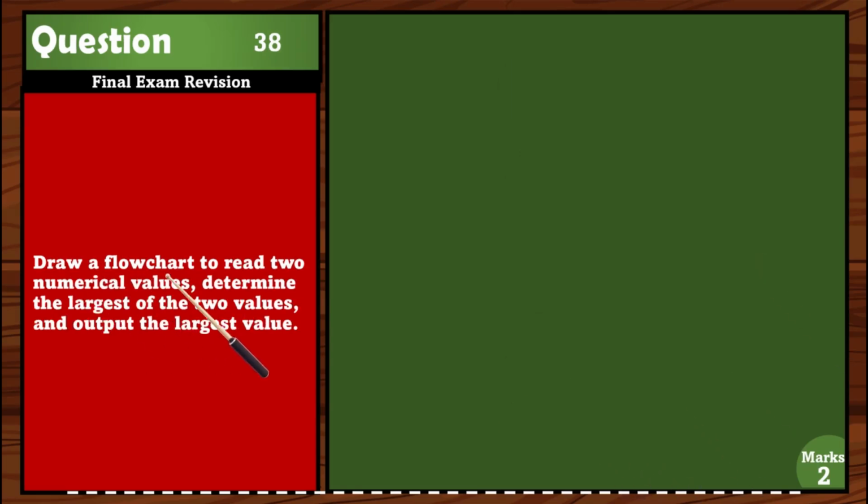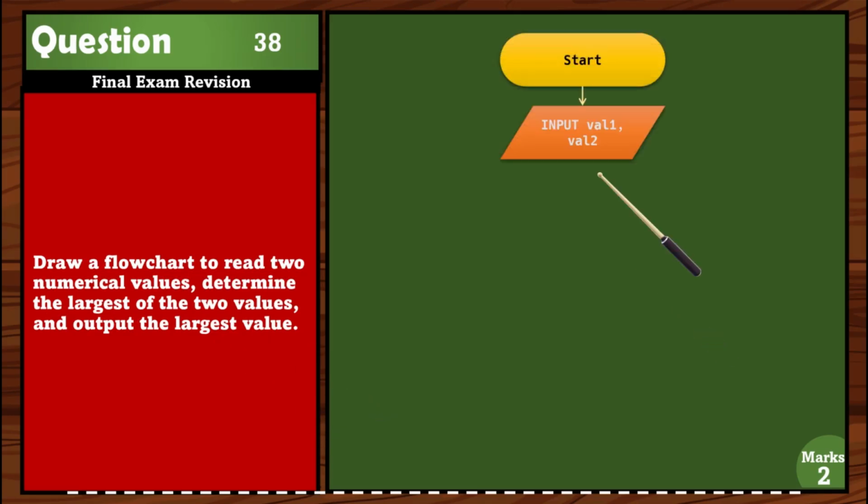Question 38. Draw a flowchart to read 2 numerical values. Determine the largest of 2 values and output the largest value. Let's start a flowchart. Ask the user to input 2 values, value 1 and value 2. And next, we need to check, is value 1 greater than value 2?